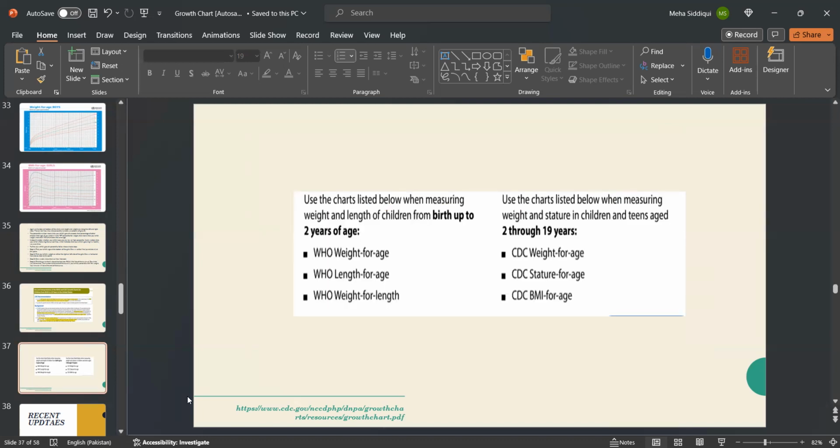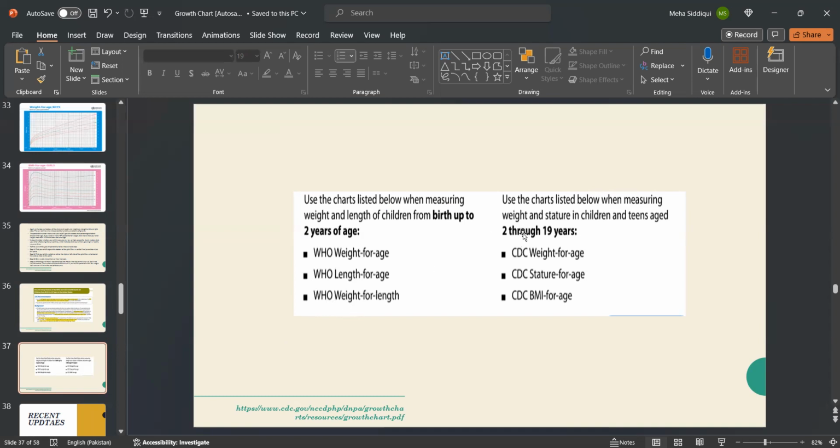So use the charts listed below when measuring weight and length of children from birth to 2 years of age. Remember that up to 2 years of age, we are calling it length instead of height. The chart which is used is the WHO growth chart, and the parameters used are weight for age, length for age, and weight for length.